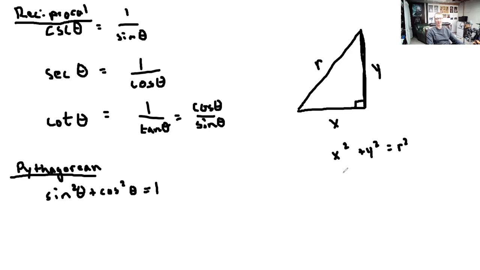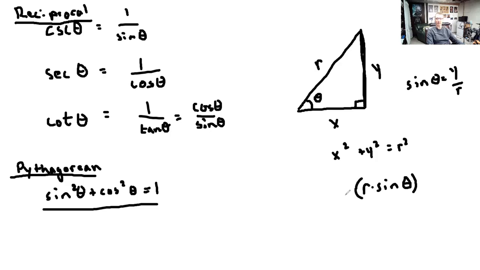Well, let's look at this in terms of this triangle. So let's fix an angle. Say this one's theta now. What is sine of theta? Sine of theta is y over r, which means y is r times sine theta. Okay, we'll square that. What is cosine of this angle? Cosine of this angle is x over r. So x is r times cosine of theta. If we square both these things, what do we have? We have r squared times cosine squared plus r squared times sine squared. So I'm just going to factor that out.